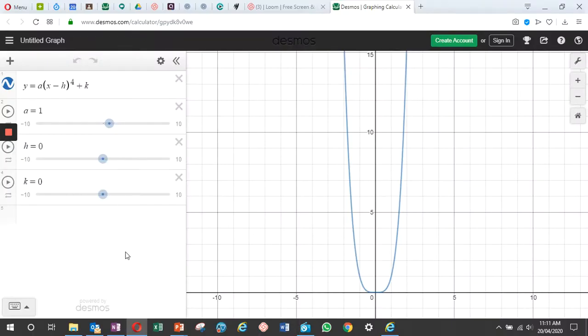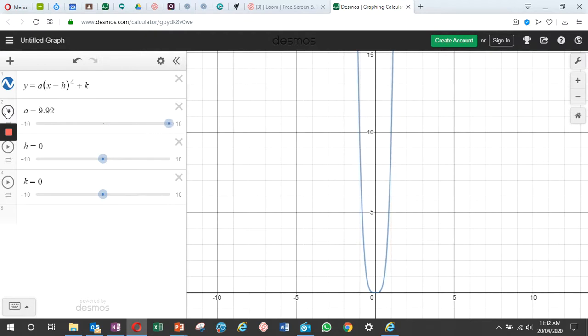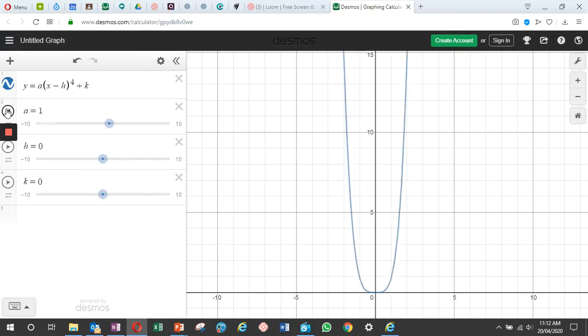All right, so if we look at Desmos, we can see here that a is 1, h is 0, k is 0. So that's just y equals x to the power of 4. So let's run that one. It gets thinner, goes negative, comes positive again. So if I put that one back to 1, we can now run our h.